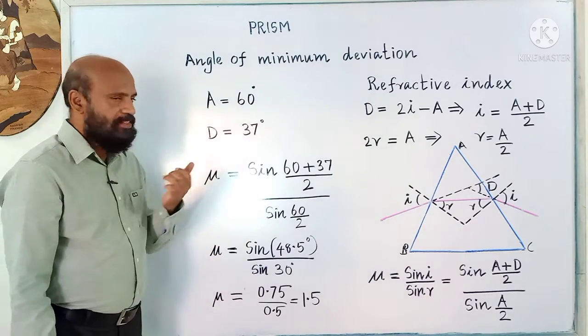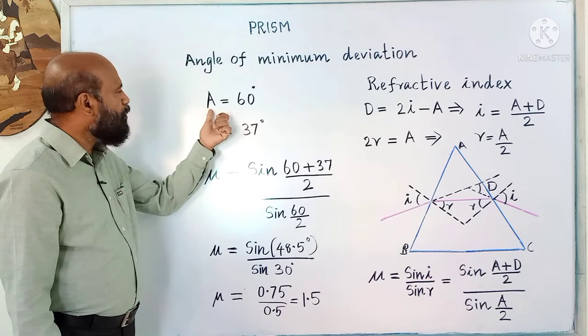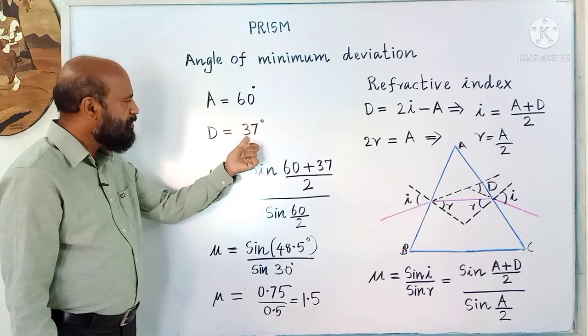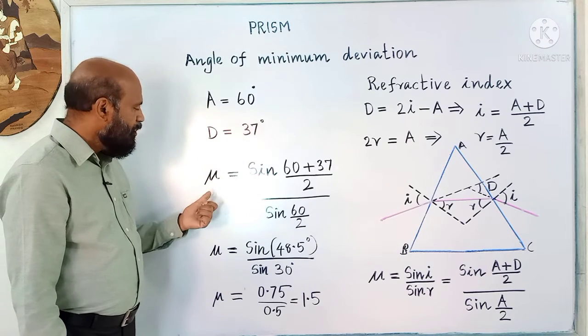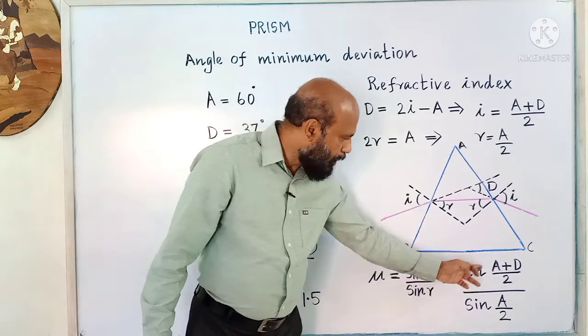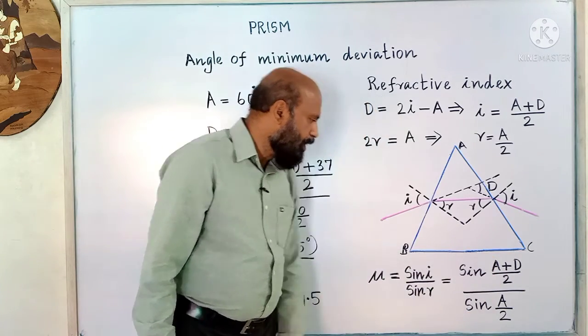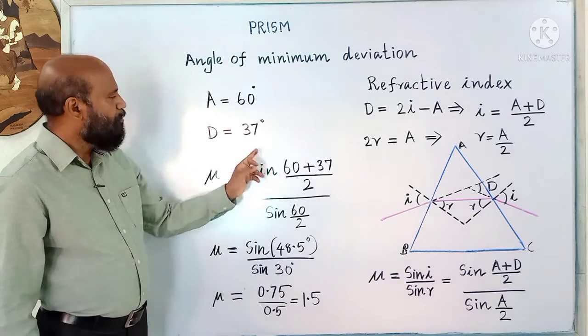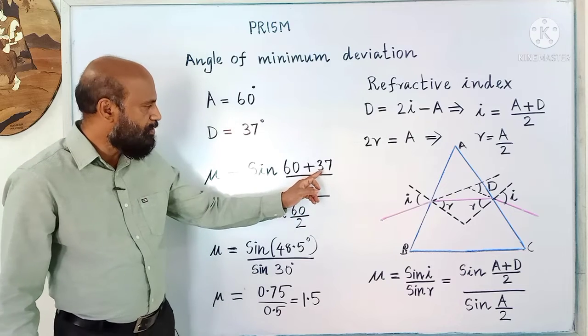Now let us see an example. Angle of the prism is given to be 60 degree. Angle of minimum deviation is 37 degree. Refractive index is given by this relation. Mu is equal to sin A plus D by 2 divided by sin A by 2. We can substitute for angle of the prism 60 degree and for the angle of minimum deviation 37 degree.